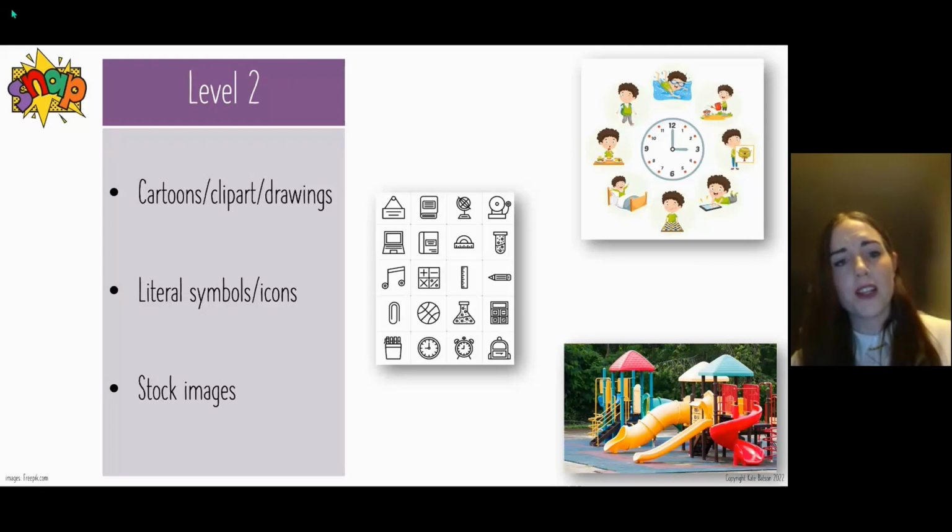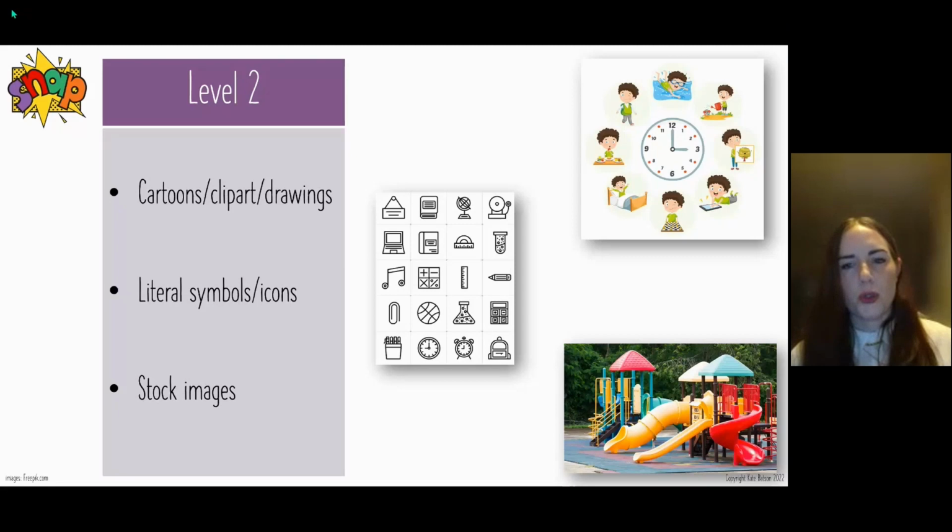Things like the literal symbols and icons, particularly for your teenagers, your young people, if they're used to seeing things like emojis on their phone, on their device. Again, that's a symbol that represents something. So you can incorporate things like that.